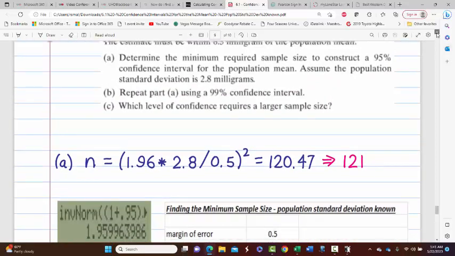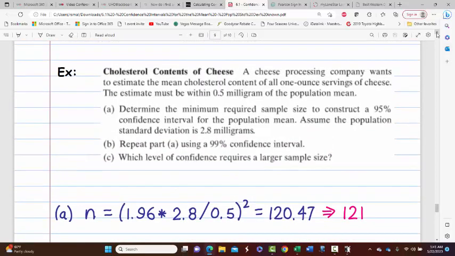All right, cholesterol contents of cheese. Okay, you see the within 0.5 milligrams? Within 0.5? That's going to be your margin of error. So they want to do it for a 95% confidence interval. Confidence level 95%. We're not doing an interval here. We're doing sample size because you see it's asking to determine the minimum required sample size. And then population standard deviation is 2.8, and then we do it for 99%.